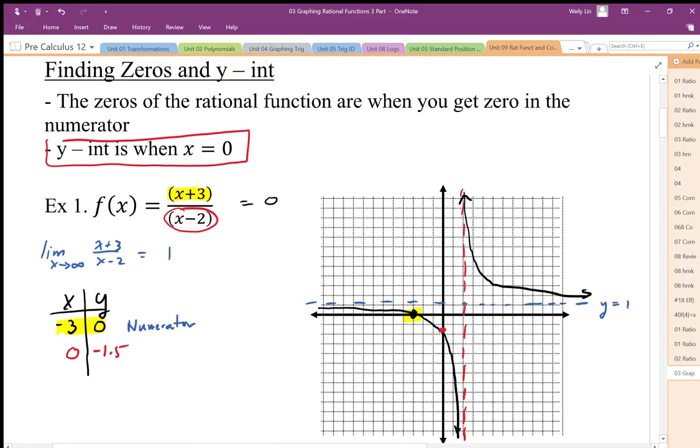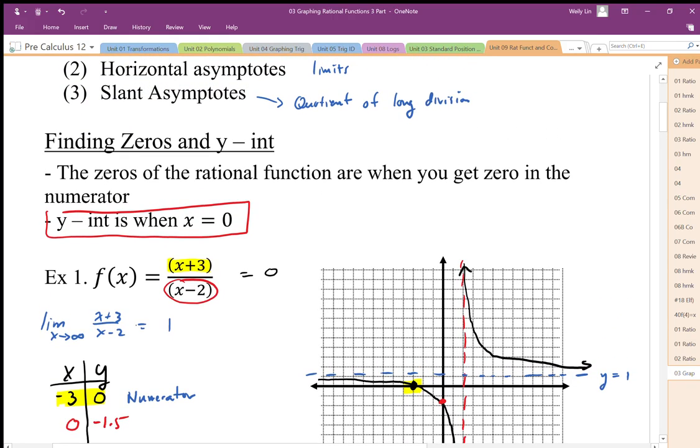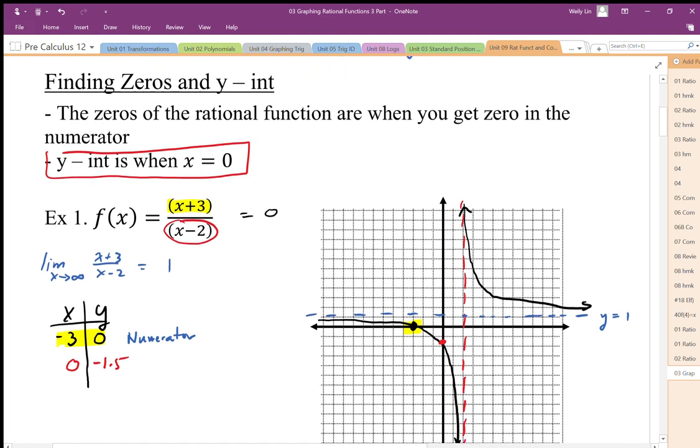So these are some new points we're going to look at, the y-intercept and the zero, and this is just going to give us more coordinates based on starting with our asymptotes. The asymptotes are the most important part, but once we have the asymptotes, we can draw in our graph based on a few key points. And the key points we're looking at are the zero from the numerator and the y-intercept when we substitute x equals 0.